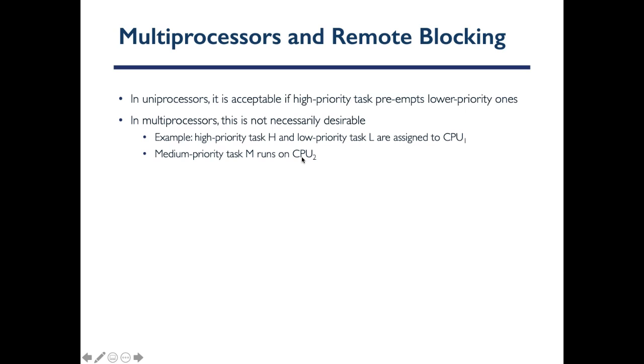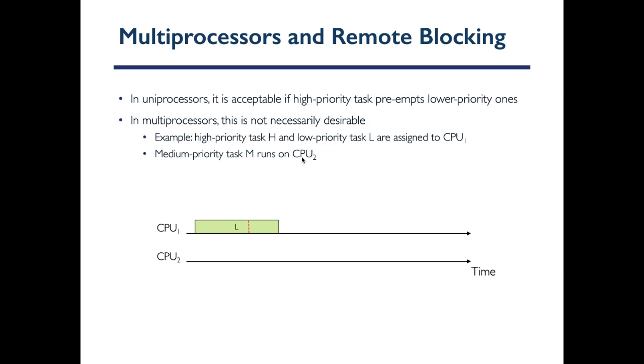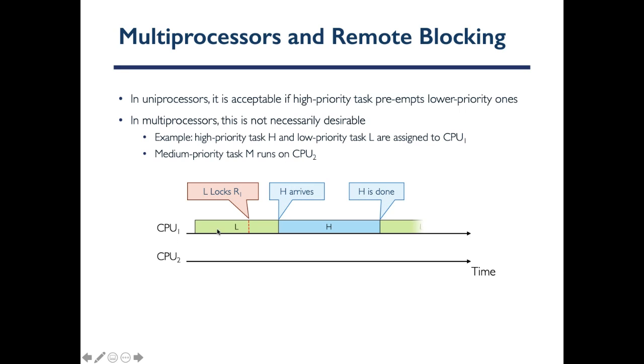Now, let's say this is your schedule for CPU 1. I haven't shown you what happens in CPU 2. Let's just look at it. Let's say you were running L.